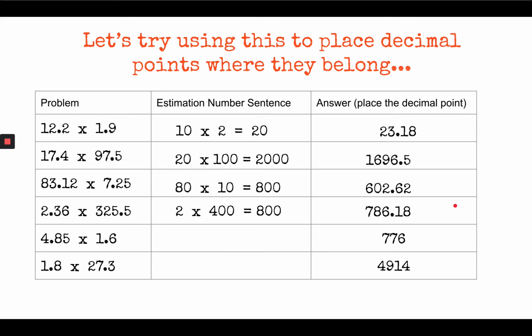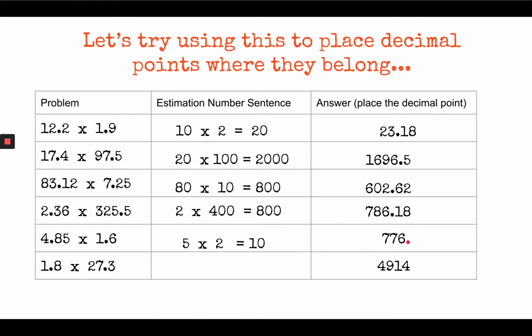That would work. All right, we're going to do 2 more, and then we're going to do a little activity together, and I will show you what your classwork will look like today. 4.85. Oh, that can go anywhere, really. What do you think? Should we put it at 5 times 1.6? Maybe 5 times 2. That works for me. 5 times 2 equals 10. That's my estimation number sentence. Okay? And let's see. Oh, I've got 776 here.